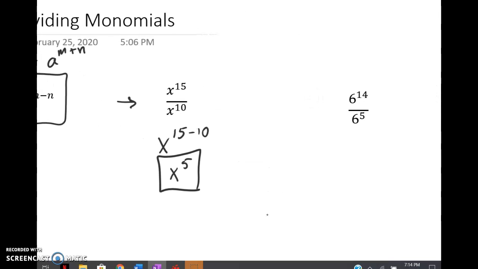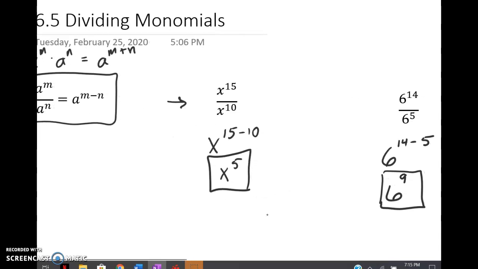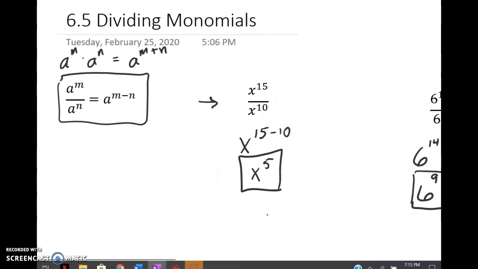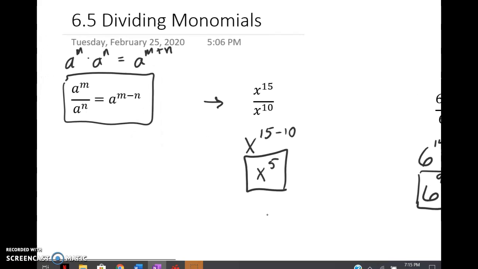All right, let's go to this problem over here. We have 6 to the 14th divided by 6 to the 5th. The bases are both 6. So we're going to subtract those exponents. 6 to the 14 minus 5. So you keep the base the same, and then you're just subtracting those exponents. 14 minus 5 is 9, so we have 6 to the 9th. Now those are both numbers, so we could multiply it out, but it's going to be some huge number, and I'm not interested in figuring out what that is, so I'll just write 6 to the 9th. If the numbers are fairly small, then we usually multiply them out.